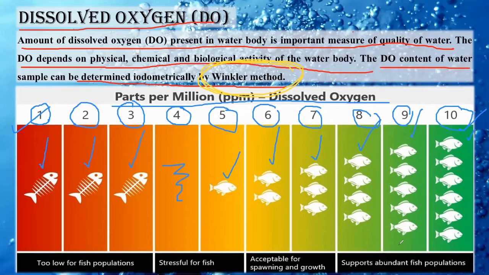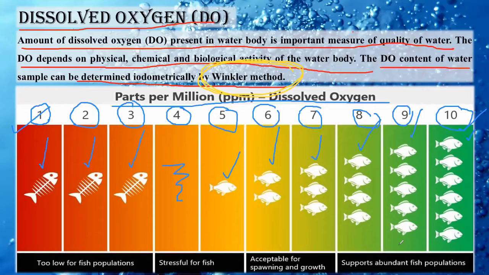We will say it is too low for fish population, so fish population will not be there. Now if that is 4 or 5, then it is very much stressful for a fish to live, right? If 6 or 7, then yes, fishes will develop and their families will increase. They will breed. And if 8, 9, 10 is there, then it will support abundant fish population. Plenty of fish. Being a Bengali, will be very happy, right?